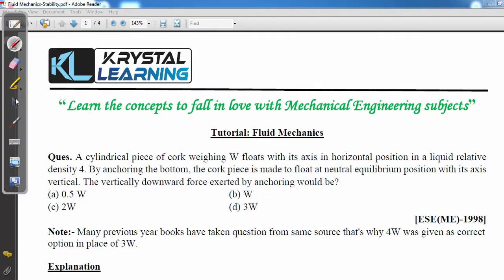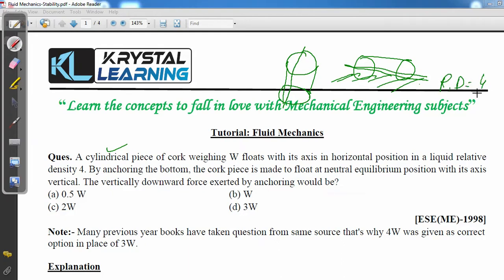So let's read out the question. The question is saying a cylindrical piece, a cork, is there and the shape is cylindrical. First information: weight given is W. Weighing W, it floats with its axis in horizontal position. This is the axis, so it is floating like this in water. Axis horizontal, in a liquid of relative density 4. This liquid's relative density is given, RD equal to 4.